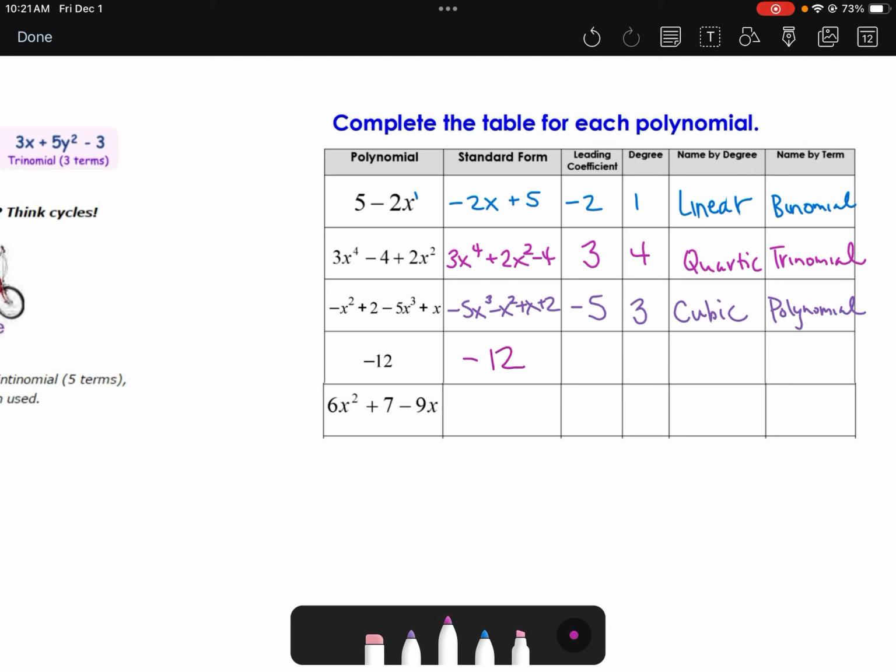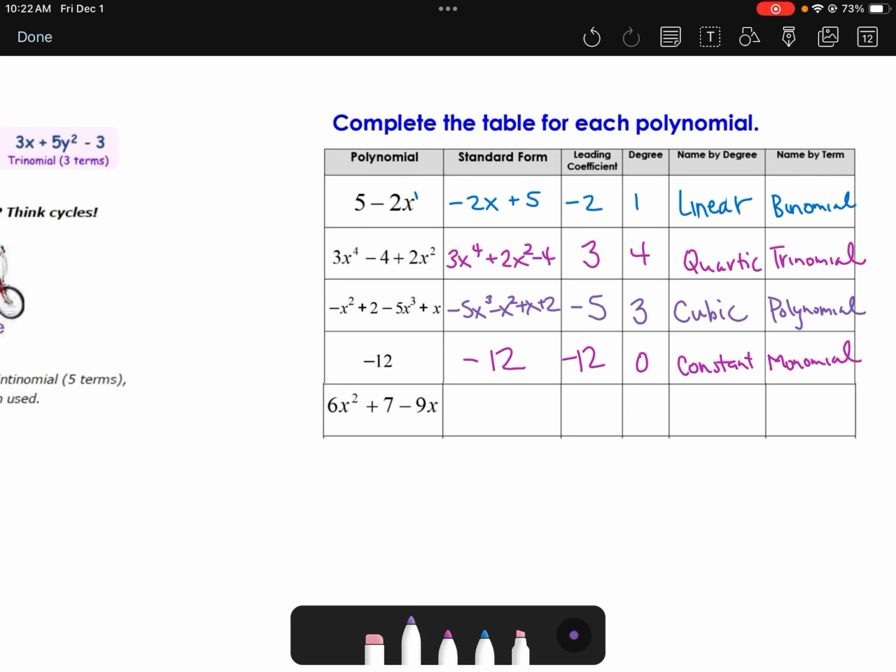Okay, negative 12. Well, that as is just negative 12. The leading coefficient is negative 12. The degree is 0. So remember, if it's a degree of 0, that is just a constant. And there's 1 term, so that is a monomial.